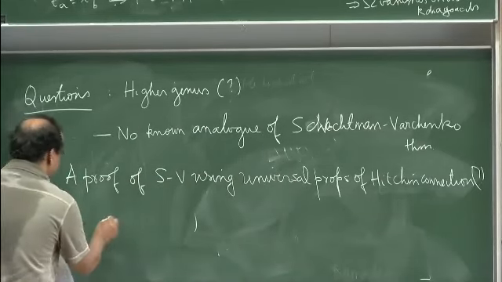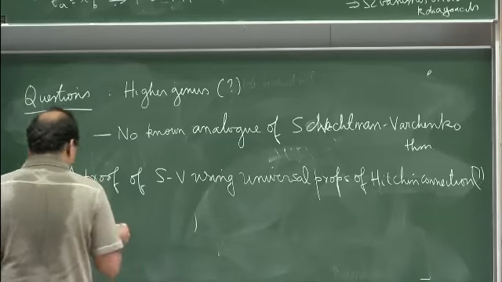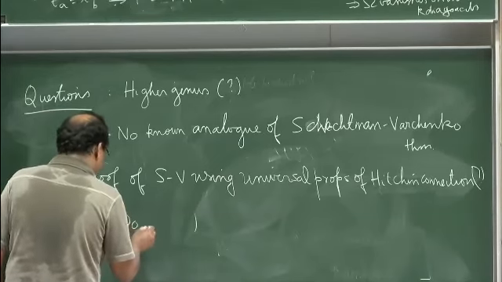So maybe one last question is: there are metrics now in genus 0. So do strange dualities preserve the metric?